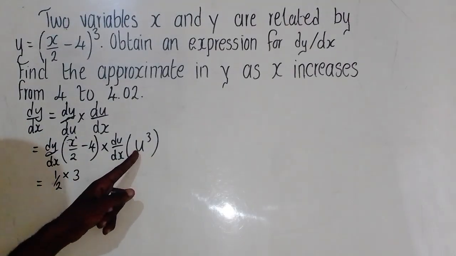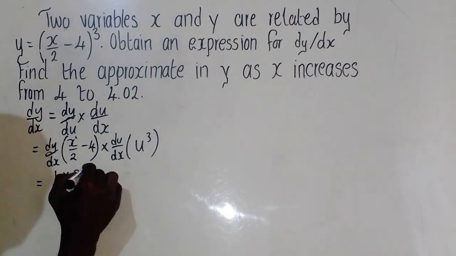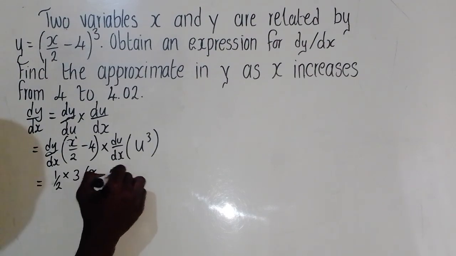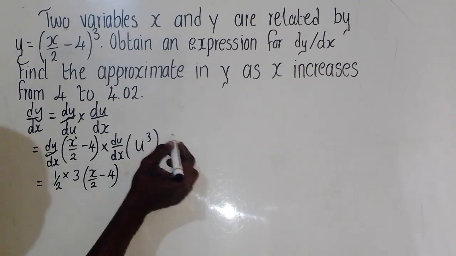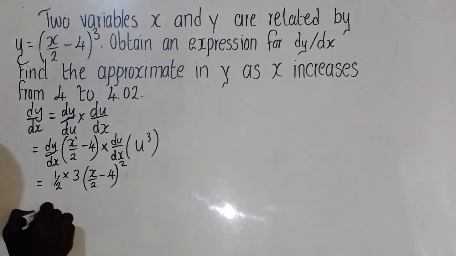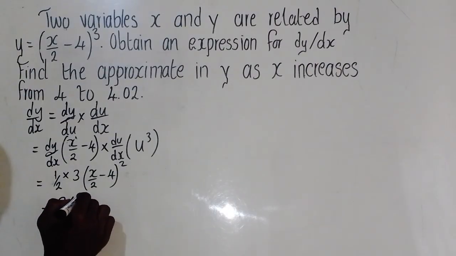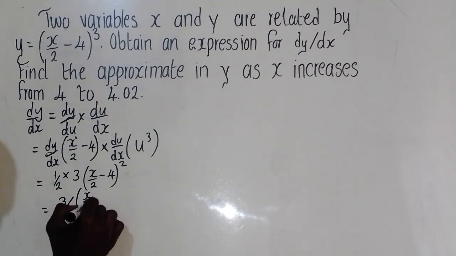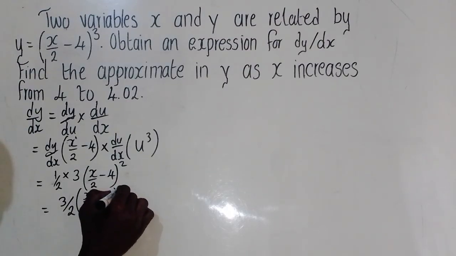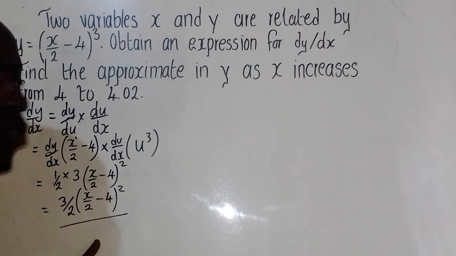Now we know that where there is u, there is this one. So we can still replace it now. So it is now like this. So x over 2 and then minus 4. Now remember here 3 minus 1 was 2, like this. You have seen? Now next step we say 1 times 3, it is 3 over 2. Again we say x over 2 minus 4, to the power 2 there. You have seen? So this one is an expression for what?